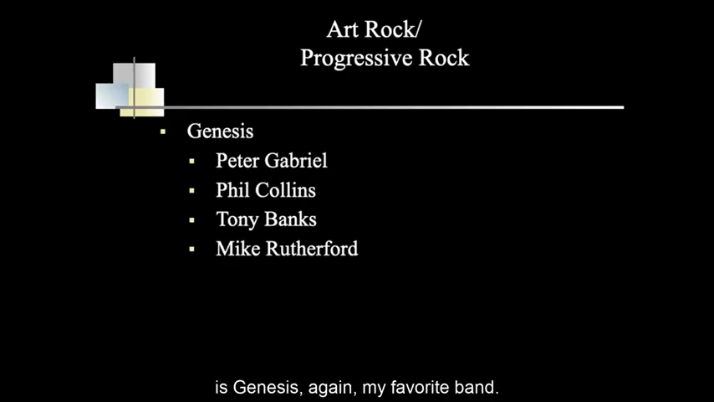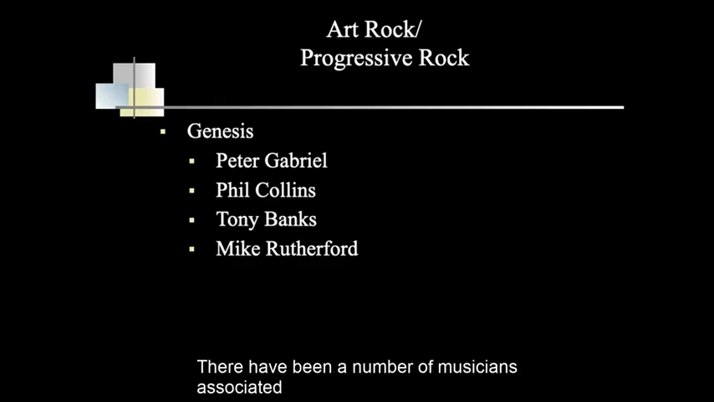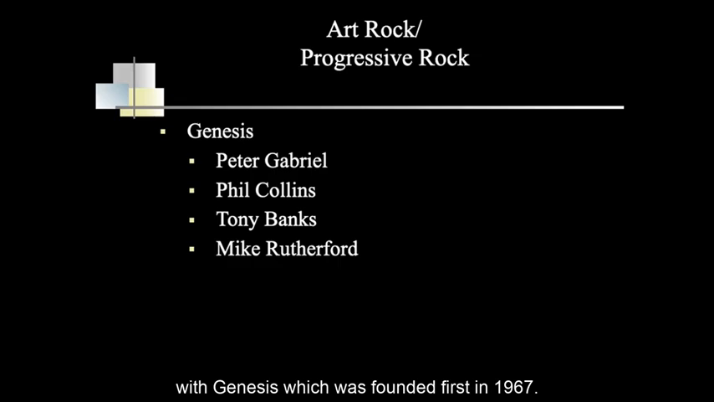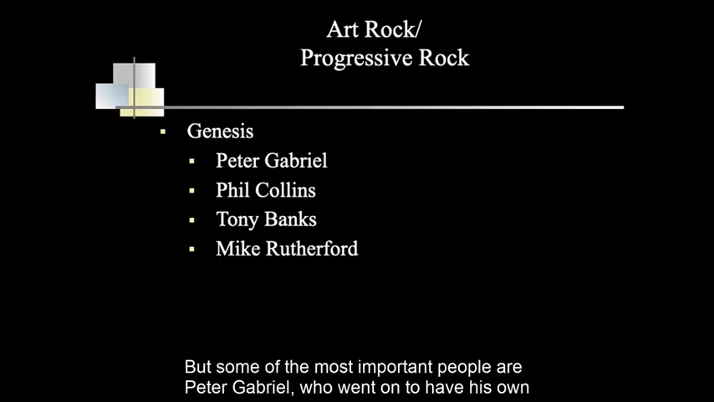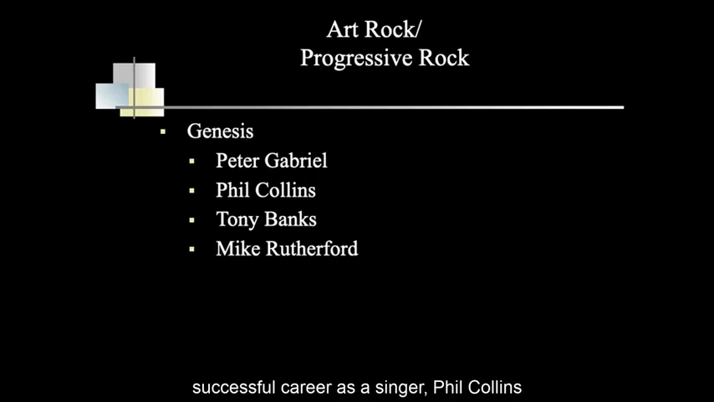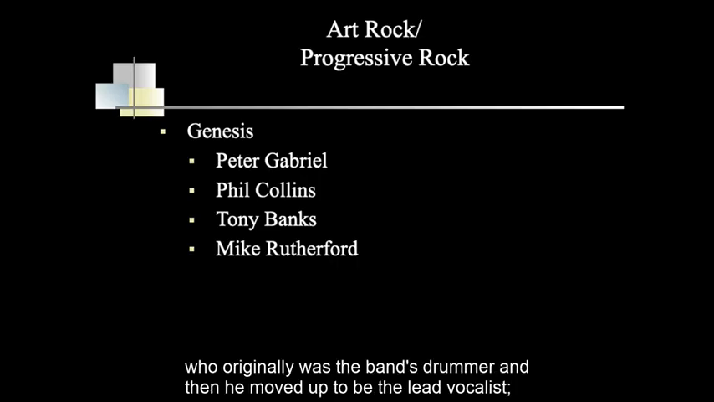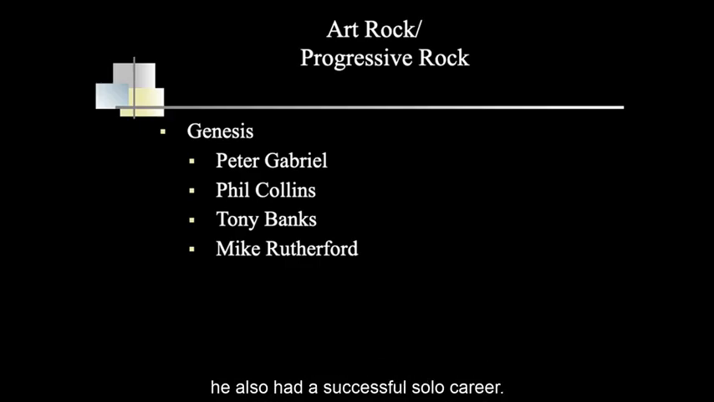The next example is Genesis. Again, my favorite band. There have been a number of musicians associated with Genesis, which was founded first in 1967 and was active until just recently. But some of the most important people are Peter Gabriel, who went on to have his own successful career as a singer, Phil Collins, who originally was the band's drummer and then moved up to be the lead vocalist. He also had a successful solo career.